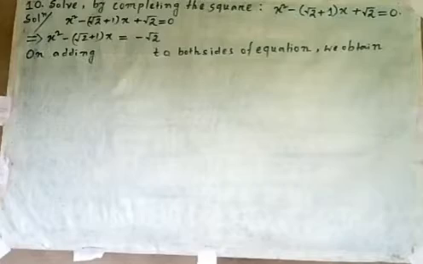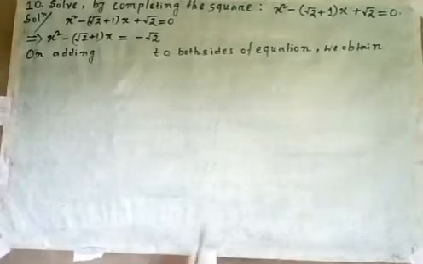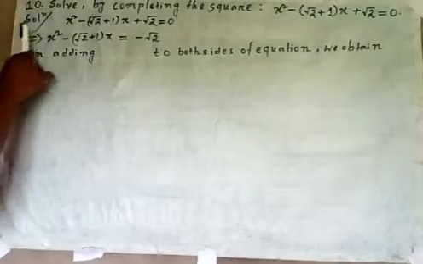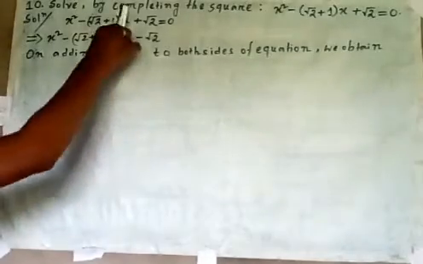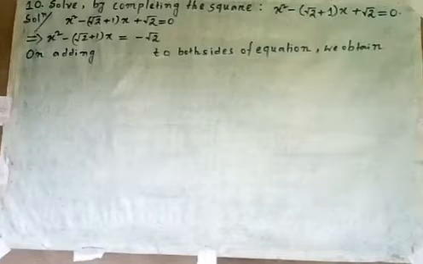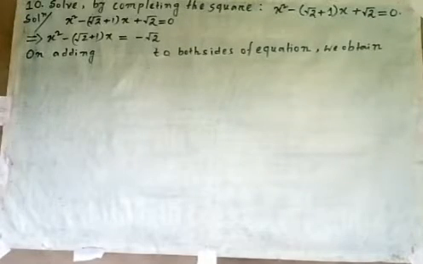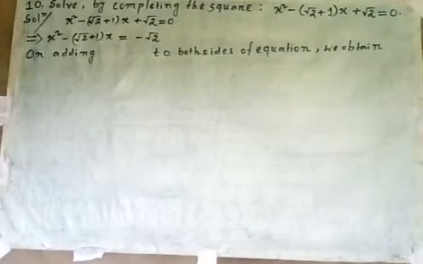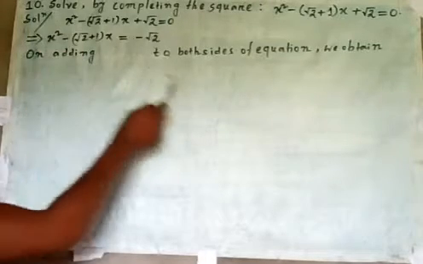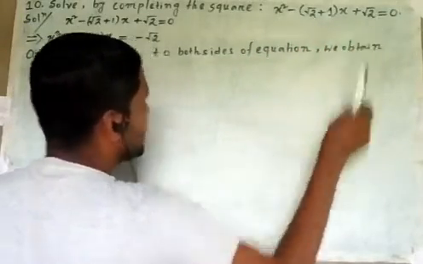Today we are going to solve this question. Solve by completing the square: x square minus (root 2 plus 1) into x plus root 2 equal to 0. In this question they have mentioned completing the square, which means we have to apply the completing square method. For applying this method we have to remember the formula (a plus b) whole square or (a minus b) whole square.